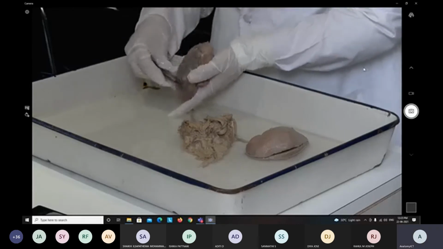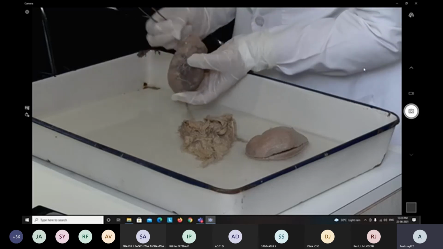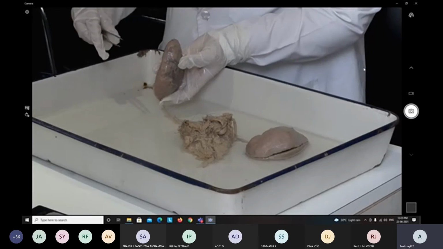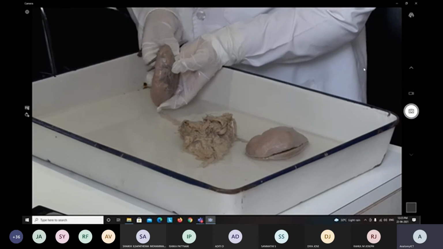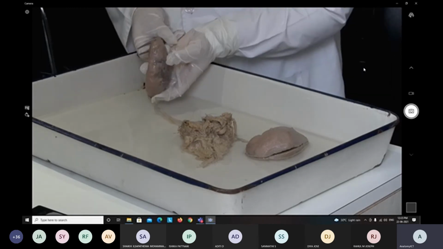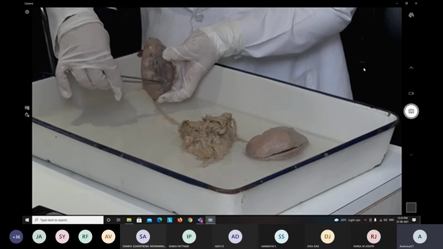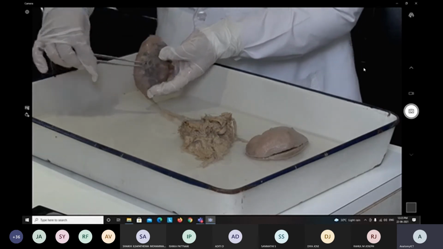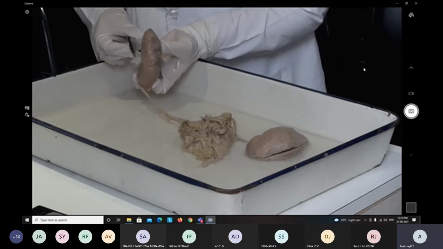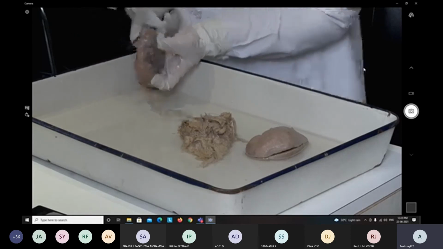This is the anterior surface. This is the posterior surface. You can see, this is flat. This is convex and irregular. Anterior surface is convex and irregular, whereas posterior surface is flat, which rests over the posterior abdominal wall. So you can differentiate the anterior and posterior surface.